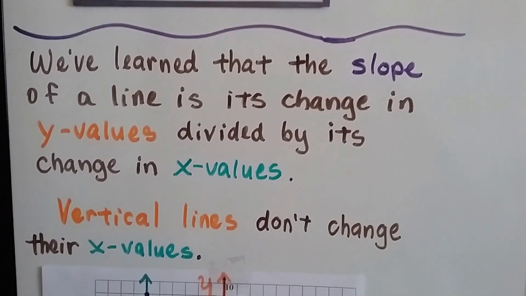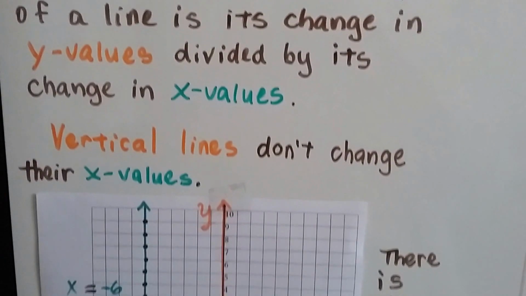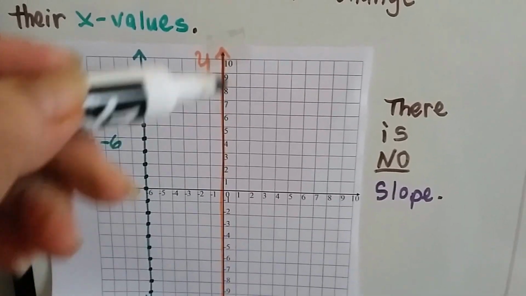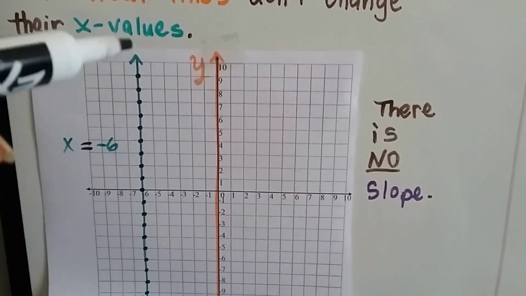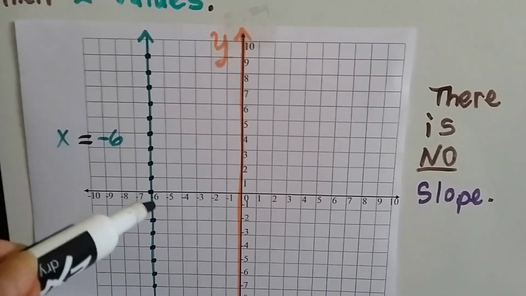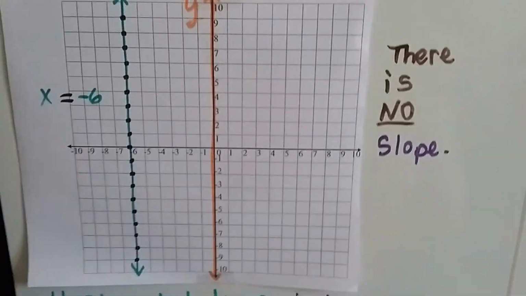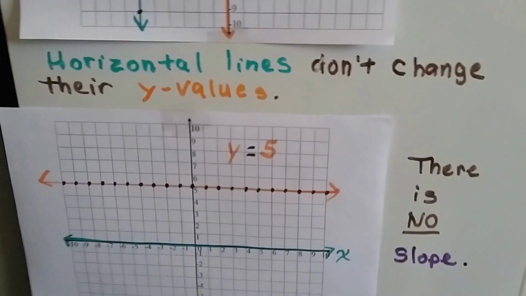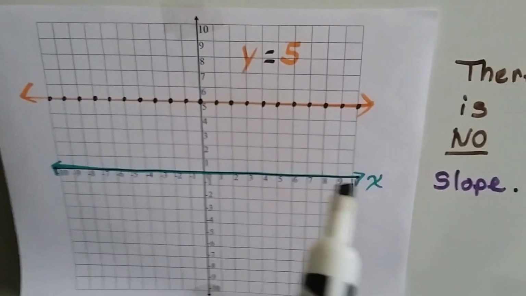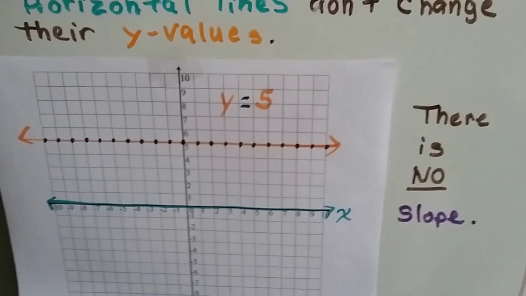Now, we've learned that the slope of a line is its change in y values divided by the change in x values. And vertical lines don't change their x values. This orange vertical line is the y-axis, and here we have a green vertical line that's on negative 6 for x. All the y values are changing, but the x values are staying the same. There's no slope. And for a horizontal line, they don't change their y values. So here, all the y values are 5, and the x values are changing all across this line, but the y values are staying at 5. See that? So there's no slope.